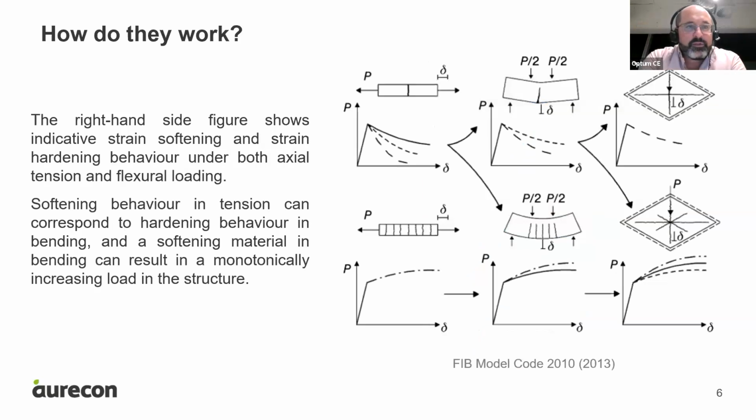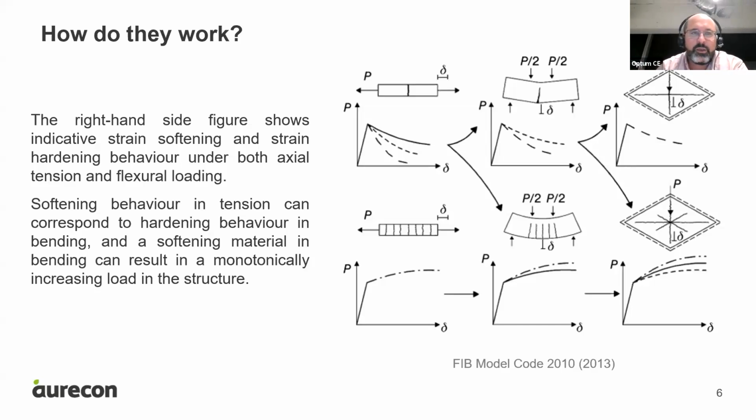And here are some examples of the behavior of fiber-reinforced concrete that we can see in some of the design codes. Obviously one famous design code is the FIB Model Code from 2010, which was summarized in a book in 2013. And the 2020 version, I think, is about to come out, or has come out, I'm not so sure. But here's a description of the behavior of fiber-reinforced concrete from the FIB Model Code.